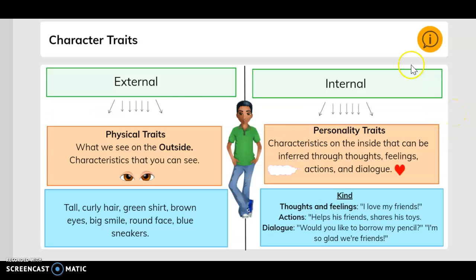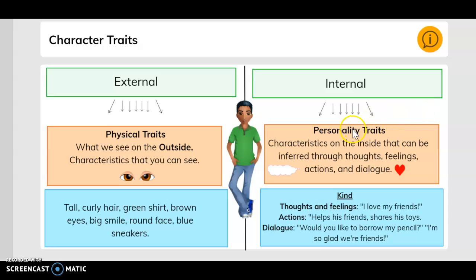Character traits. This is external over here, and this is internal. Under external, we've got physical traits, what we see on the outside, characteristics that you can see. Tall, curly hair, green shirt, brown eyes, big smile, round face, blue sneakers. So we're looking at the person on the outside.